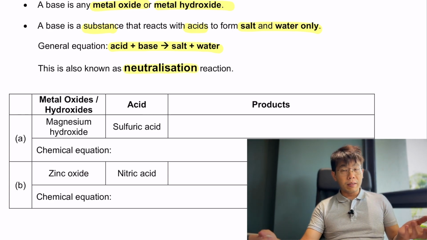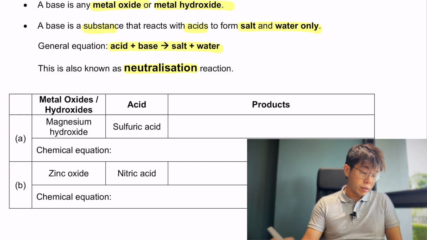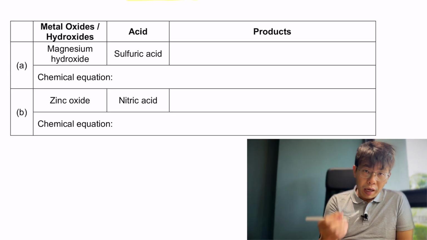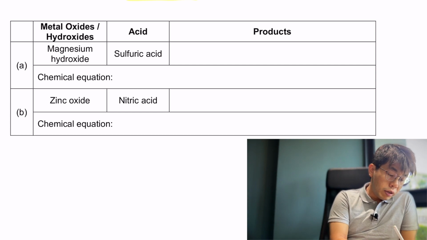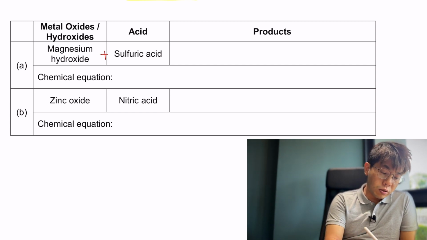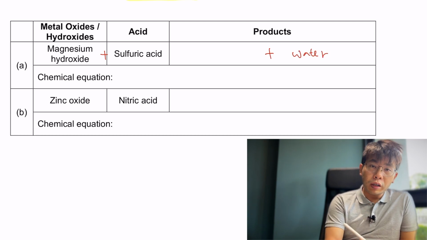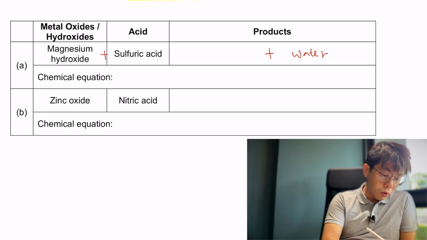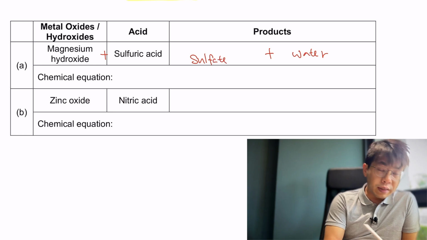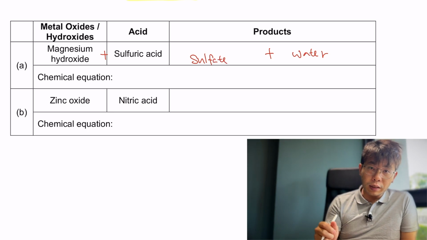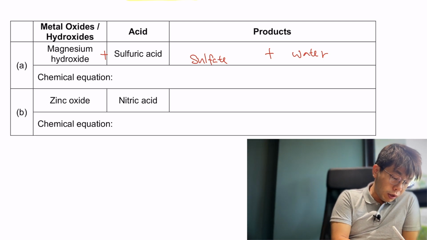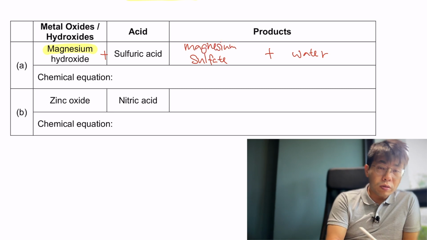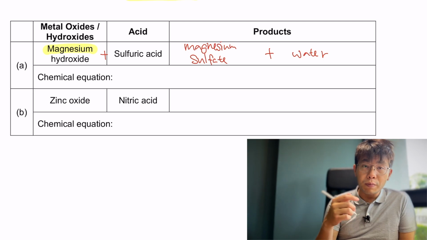Since we have done this before, I'll just briefly go through the products over here. What we can see is that the metal hydroxide, which is a base, reacts with sulfuric acid to form two products, a salt and water. Recalling what we went through just now, sulfuric acid will always produce sulfate salts. So we can write the word sulfate first, and then we need to find the metal to put in the sulfate salt. This metal comes from the metal hydroxide, which is magnesium. So the name of the salt formed is magnesium sulfate.